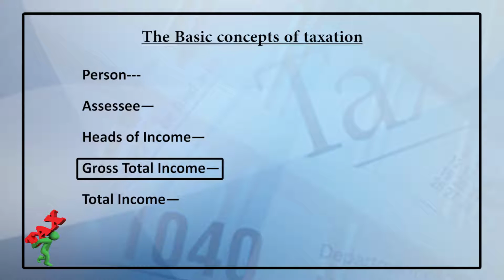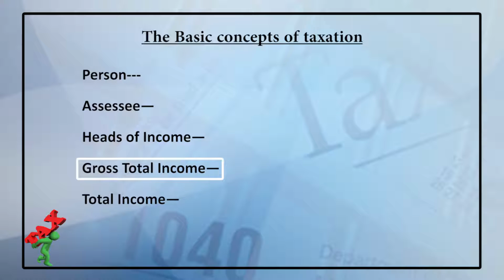Then you have to know the gross total income. This has been defined under section 80B subsection 5 of the Income Tax Act. Gross total income means the aggregation of all incomes which will be assessed under the 5 heads as discussed earlier.